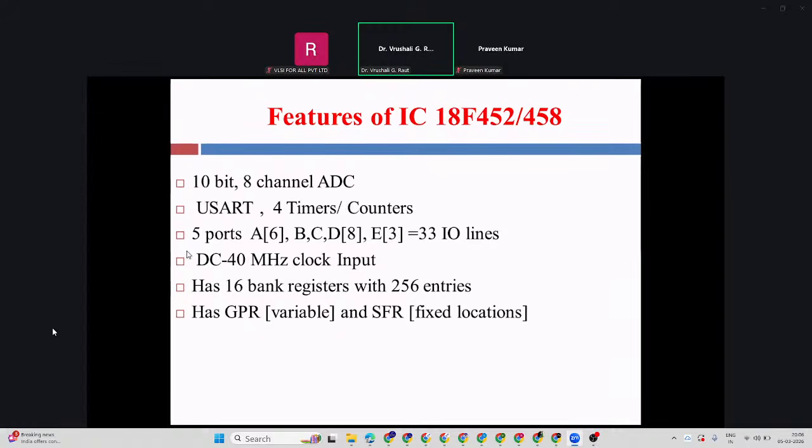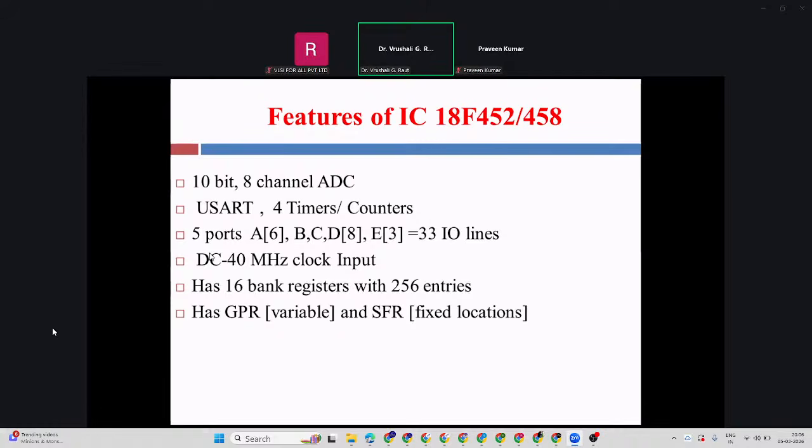4 timers. How many IO ports? 5 ports are there. Out of it, first one is A port, and it is of how many pins? It is of 6 pins, 6 IOs. Okay. B, C, D, they are of 8. And E is of 3. So check, 8 3s are 24 plus 6 plus 3. In total, you have 33 IO lines. Dealing with interfacing with the external world, 33 IO lines are available. And in total, how many ports? 5 ports are there.